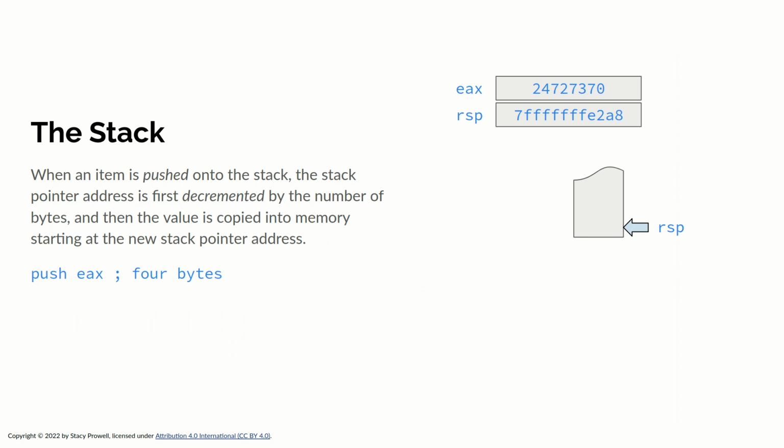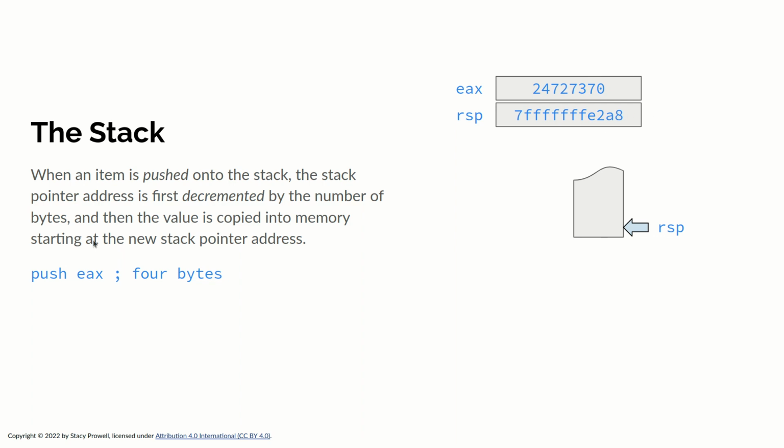When we push something onto the stack, the stack pointer address is decremented by the number of bytes, and then the value is copied into memory starting at the new address. Bear with me on this. Here we've got our stack. RSP is pointing to the last byte in use by the stack, the lowest one in use. EAX holds this value, and here's our stack pointer.